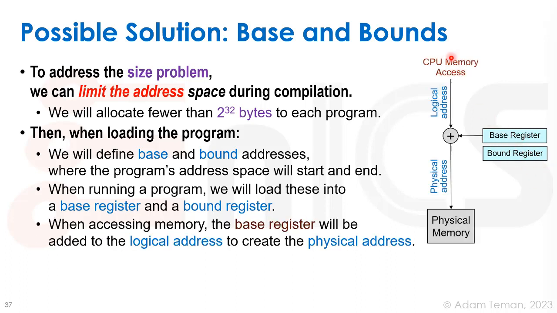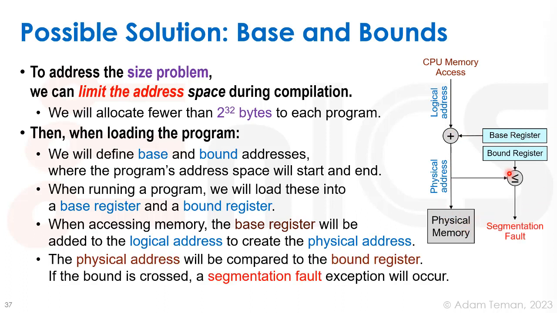Then when accessing memory, we have a CPU memory access over here. It provides a logical address, not a physical address. And that logical address will be added to the base register, which is basically an offset to the address that we compiled to. And that will provide our physical address with which we'll go and access the memory. And since each process will have a different base address, we can avoid overlapping addresses.